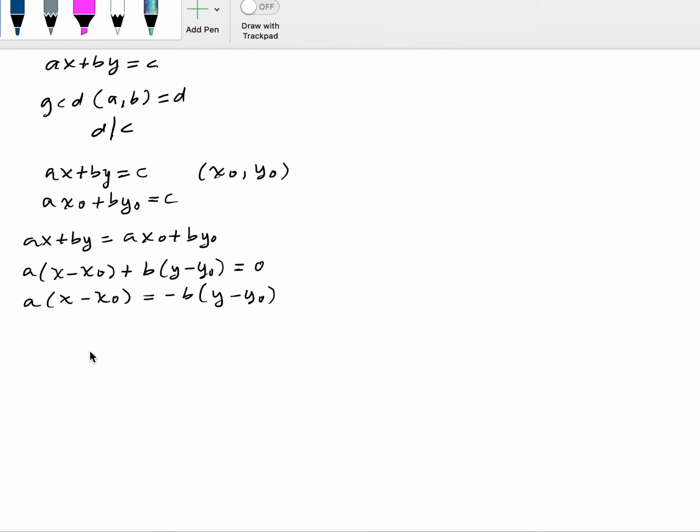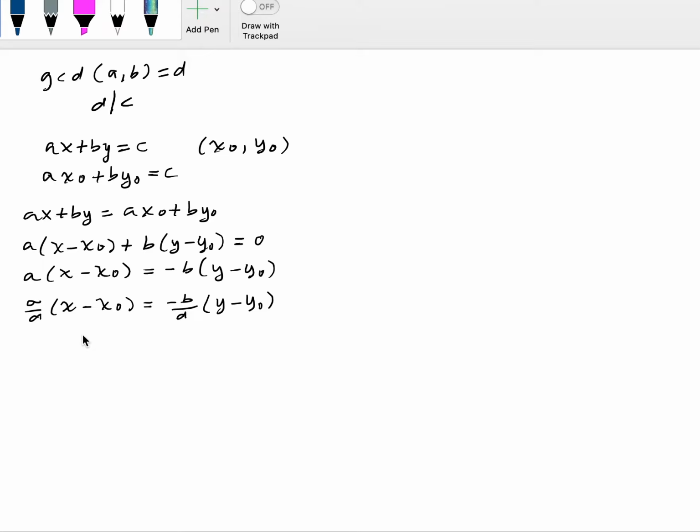Now we're going to divide by d on both sides. So we obtain the following result: a over d times (x minus x naught) is equal to negative b over d times (y minus y naught).